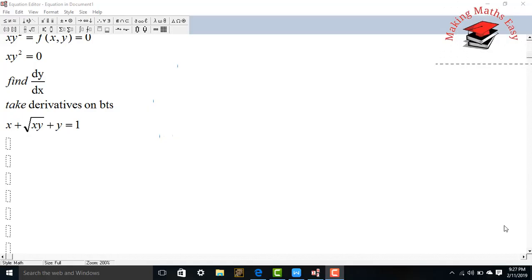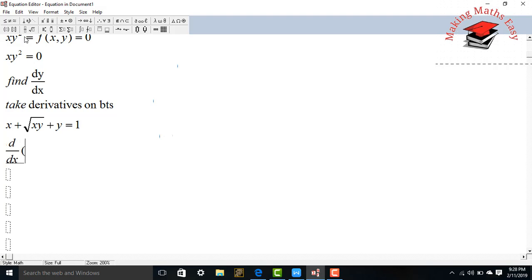So we have solved the sum based on the implicit function, or derivative of implicit function. So let's solve some more sums based on the derivative of implicit function. So we have x plus square root of xy plus y equal to 1. So we have to take the derivative on both the sides.